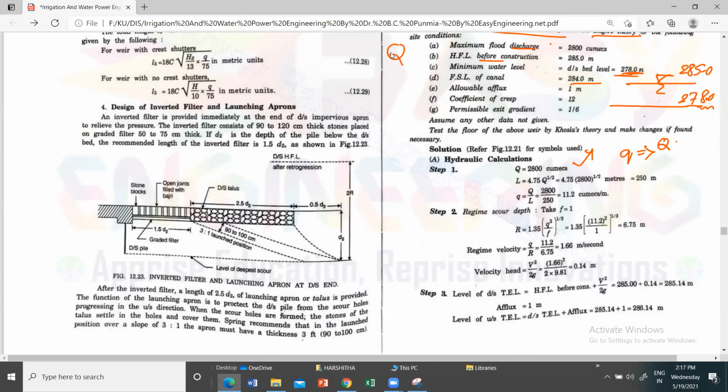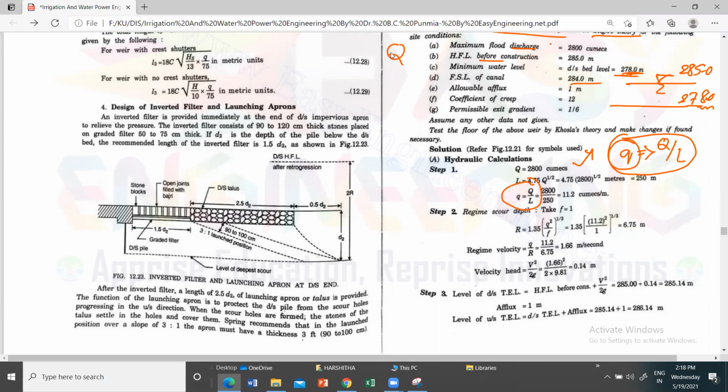In a river, it is not possible to design for the total discharge over the whole structure. We are going to design per meter run of the structure, so we need to calculate small q, the discharge per unit width. Small q is equal to capital Q by L, the total discharge divided by the total length of the weir.